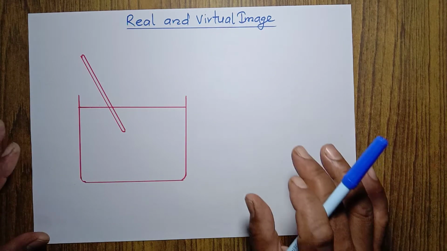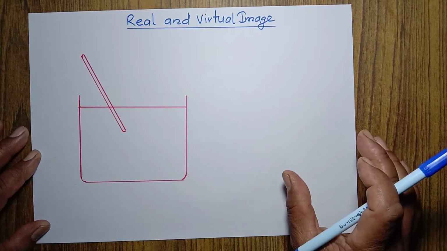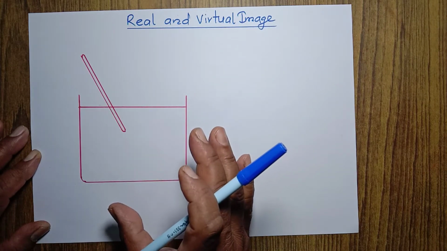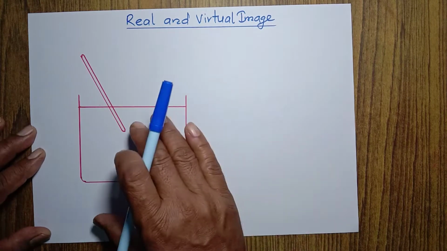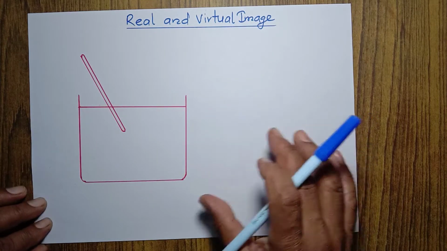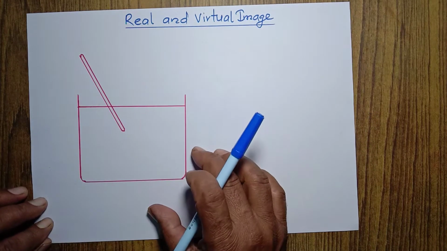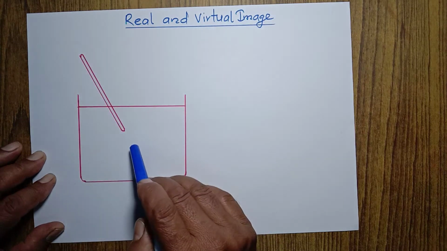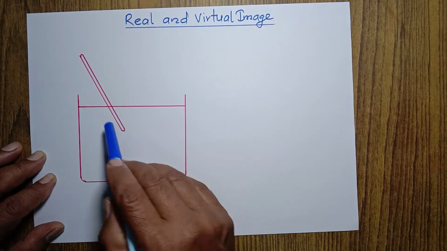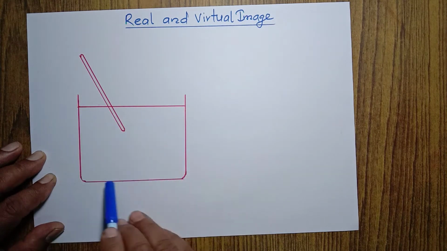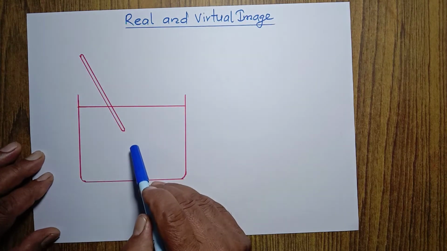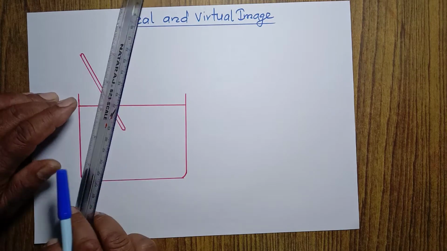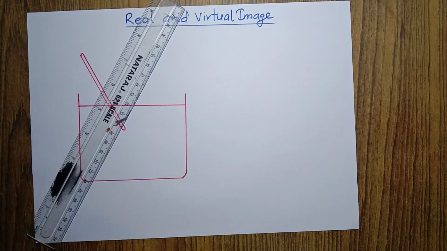Today I want to talk about real and virtual image, and I want to start with the help of a diagram. Look at this. In lower classes, somewhere you are taught about this refraction of light, where a stick is taken and partially immersed into water. Let's say this is water and partially it is immersed into water. Now, what is seen? The stick appears to be bent.